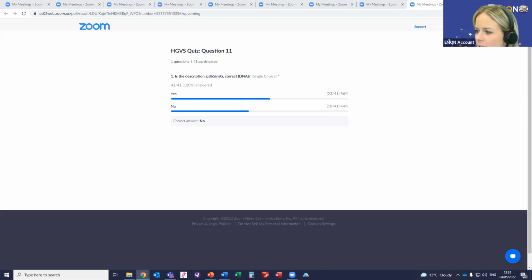This is another single choice question. What is a correct description of a nucleotide tested but found unchanged? There were several questions on this as well in the answers you mailed me.